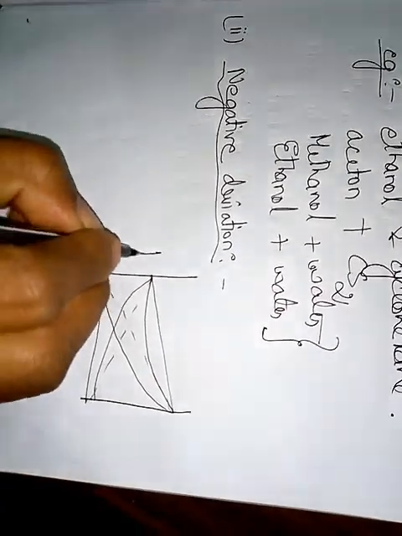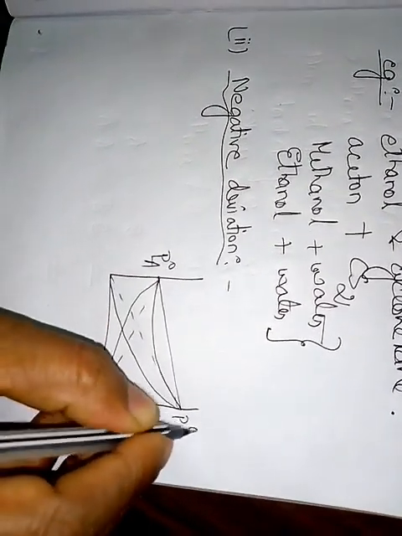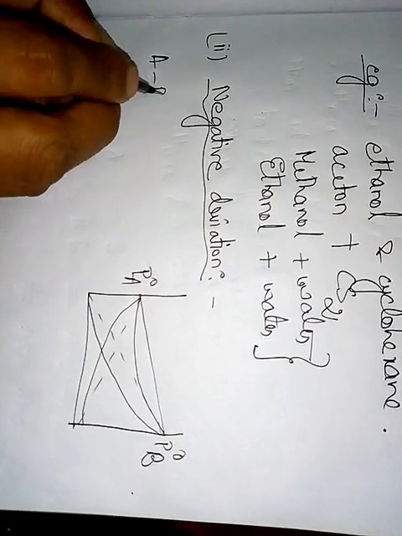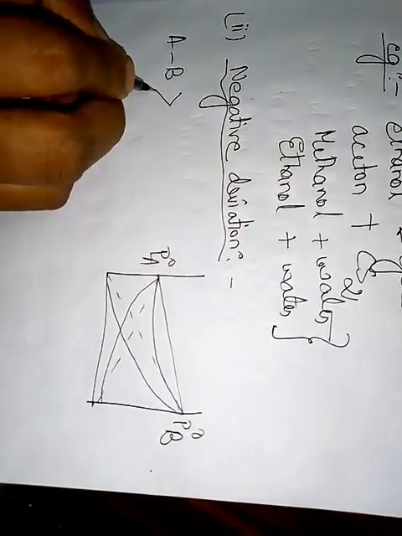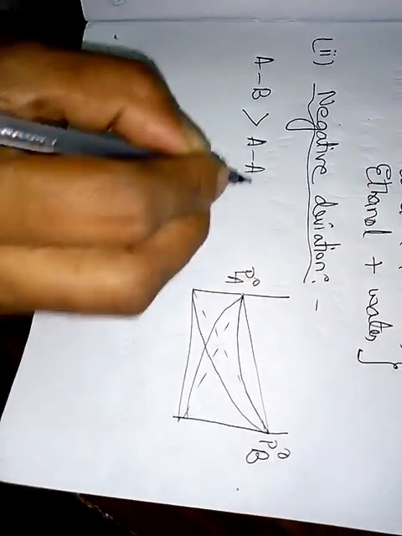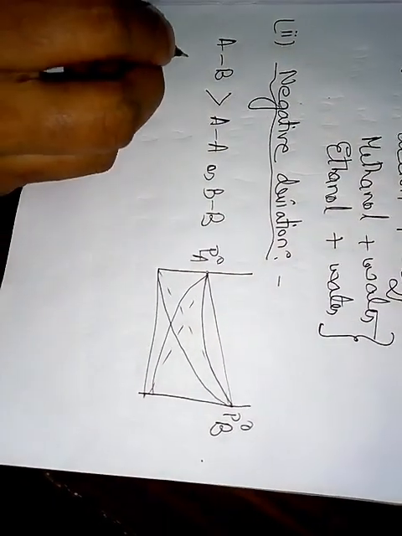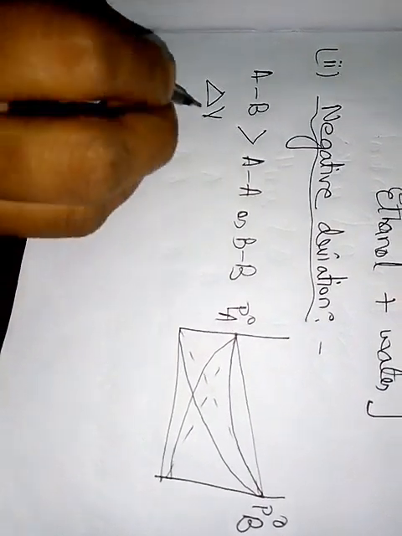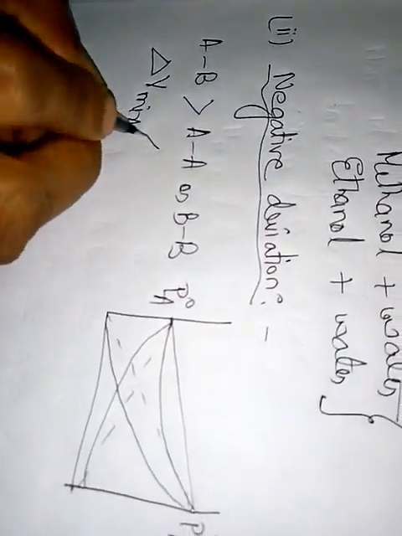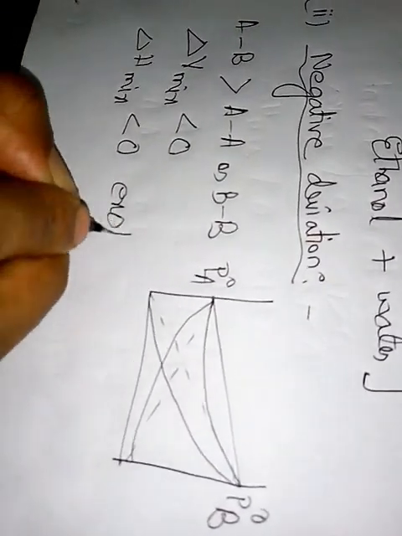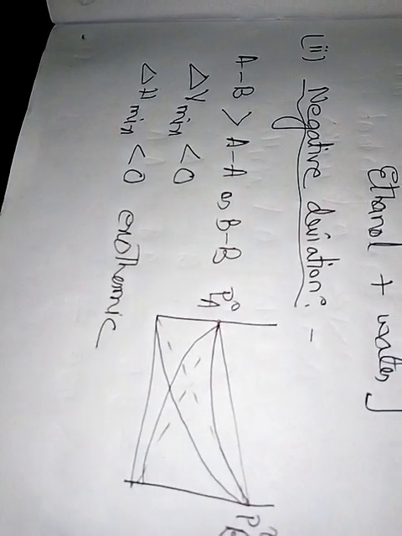Same way, this side will be taking P naught A, this side will be taking P naught B. So we can say the AB interactions are stronger than that of AA interactions or BB interactions. Again, one more thing, as said earlier, delta V mixing is less than 0. Delta H mixing is also less than 0. That means it is exothermic in nature.